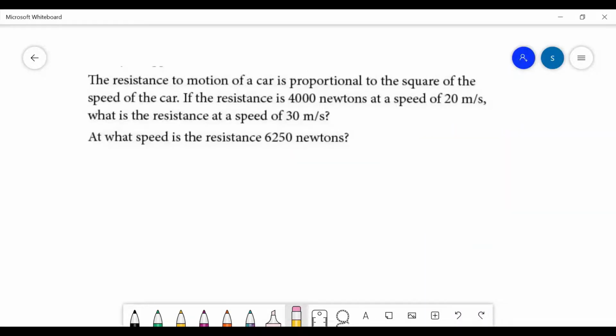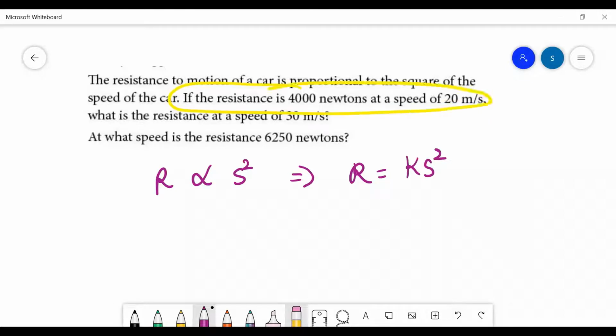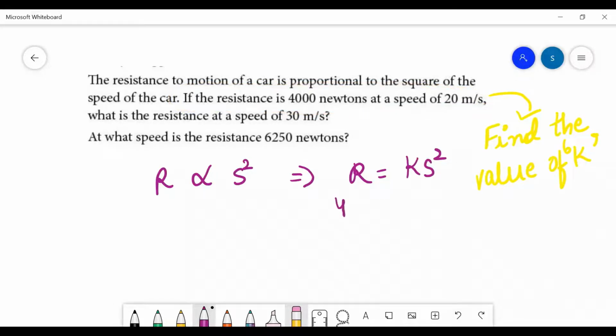The next question we have is the resistance to motion of a car is proportional to the square of the speed of the car. So let's take resistance as R and the speed of the car as S. So in that case, the proportionality would be R is directly proportional to S square. If I write it in equation form, it simply is R equal to K into S square. Now it's given that the resistance is 4000 newtons at a speed of 20 meters per second. So this sentence is supposed to help you find the value of K. So let's do that here.